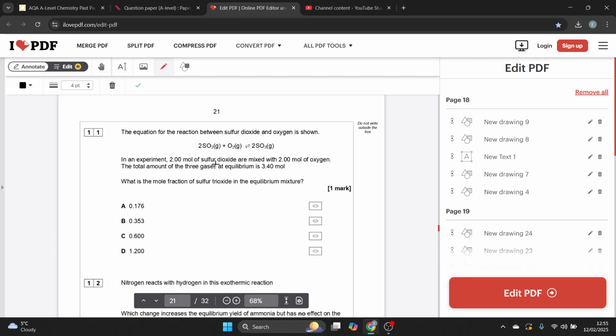2 moles of sulfur dioxide mixed with 2 moles of oxygen. Total amount of 3 gases at equilibrium is that. What is the mole fraction of sulfur trioxide in the equilibrium mixture?